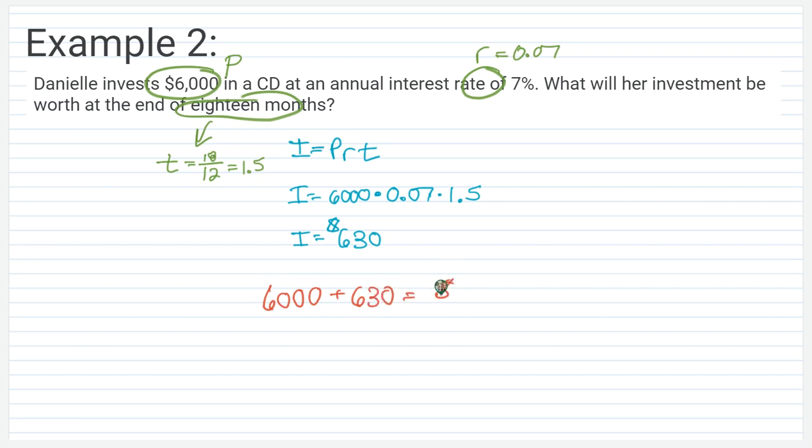And so our investment is now worth $6,630. So when you see these types of questions, just make sure you're reading it carefully, because there will be times where it'll ask you just for how much interest is being earned, and other times it'll say, well, how much do we now have on our account, or maybe how much do we owe altogether, including the interest.